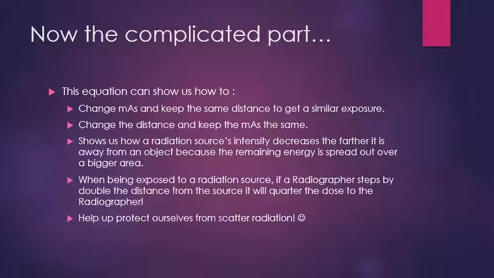Okay, now on to the complicated part. This equation can show us how to change mAs and keep the same distance to get a similar exposure, or change the distance and keep the mAs the same. It shows us how a radiation source's intensity decreases the farther it's away from an object because the remaining energy is spread out over a bigger area. When being exposed to a radiation source, if a radiographer steps back by double the distance away from the source, it will quarter the dose to the radiographer. So it helps us protect ourselves from scattered radiation.